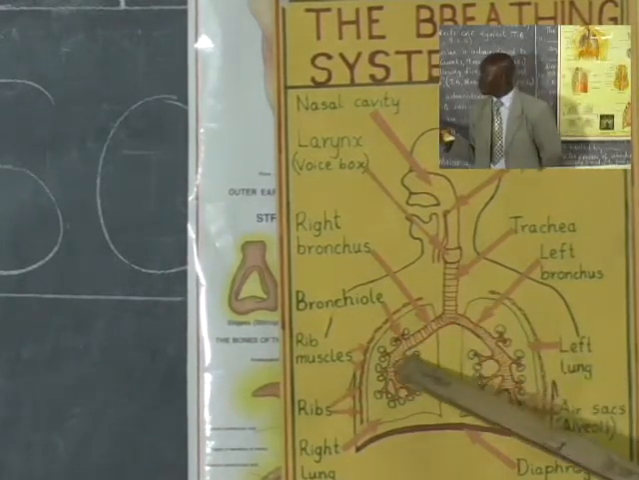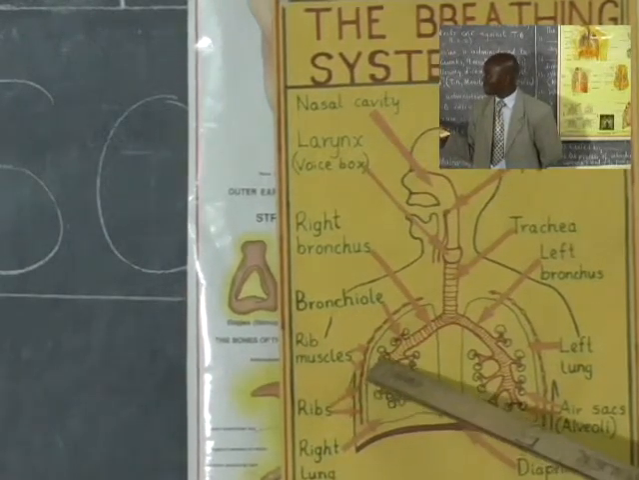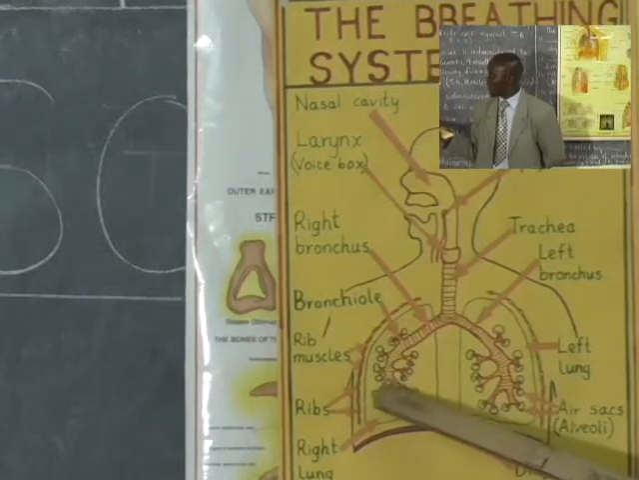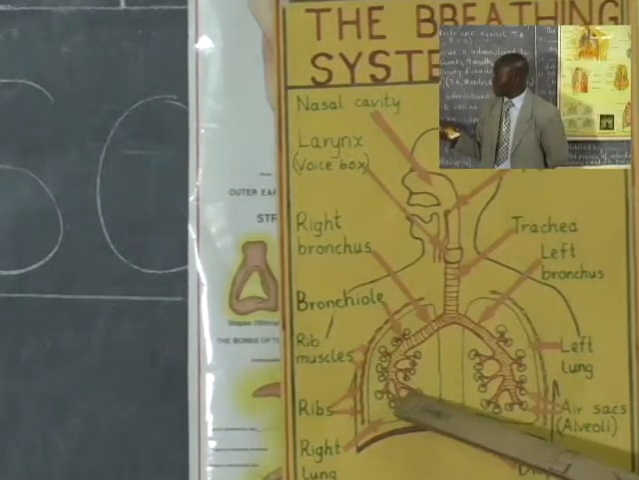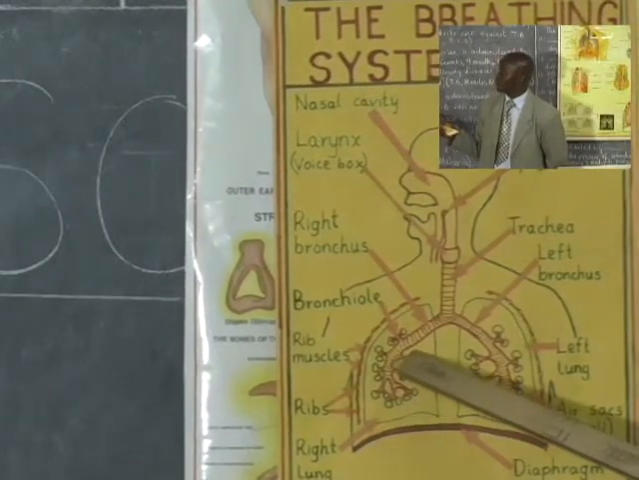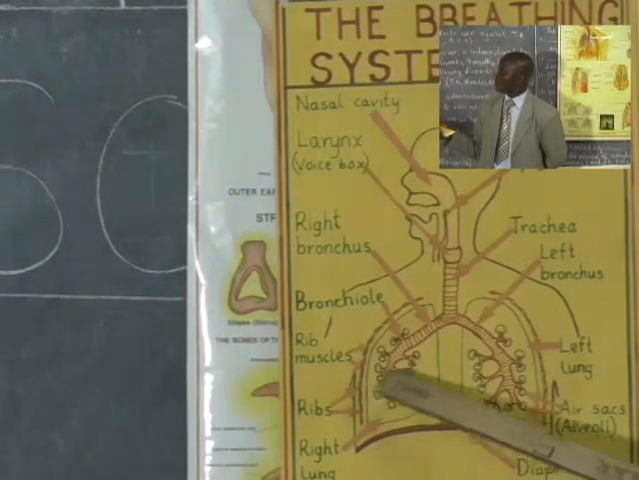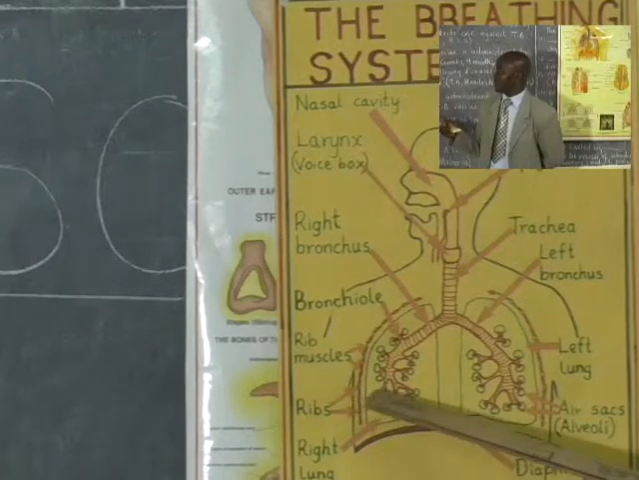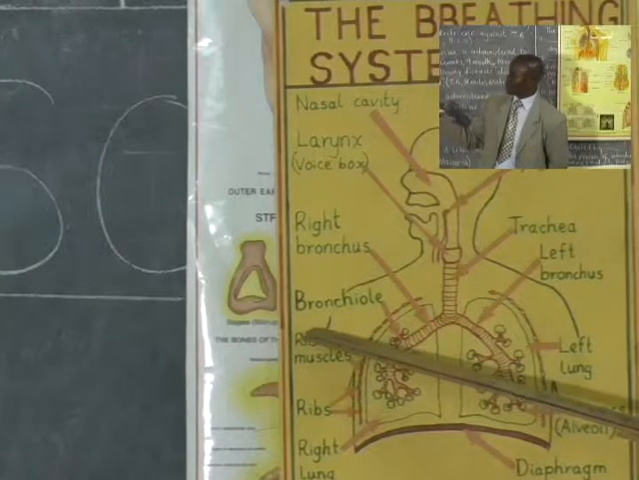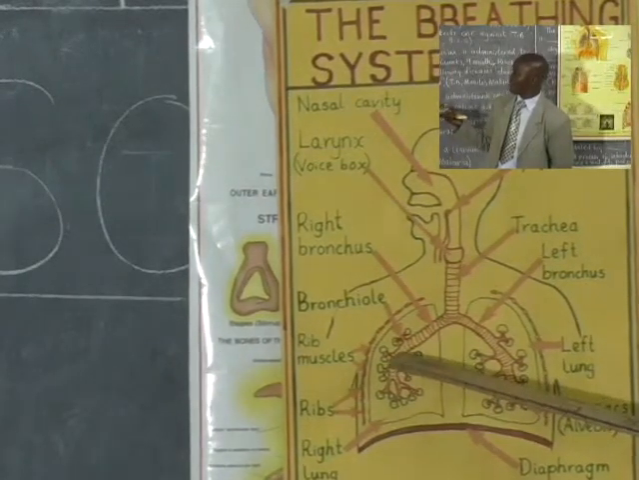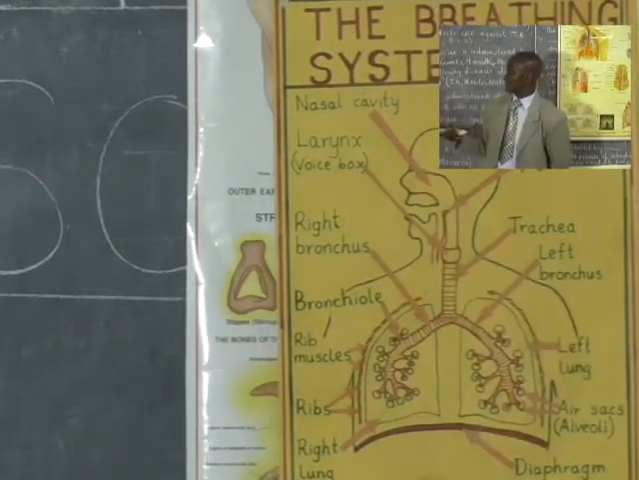Then finally, bronchioles, being the smallest pipes, are now connected to the small bags of the lungs called the alveoli or the air sacs. Now, every air sac has a network of blood capillaries. The blood capillaries are the ones that will now take in oxygen and supply to the rest of the body, and also take carbon dioxide, which the body does not require, back from the body, feeds it to the alveolus, and then it is breathed out through the nose.